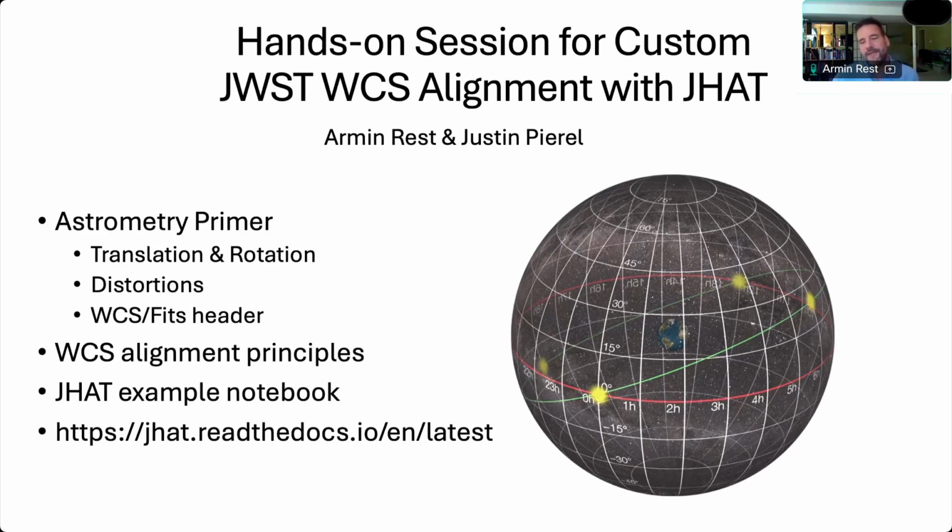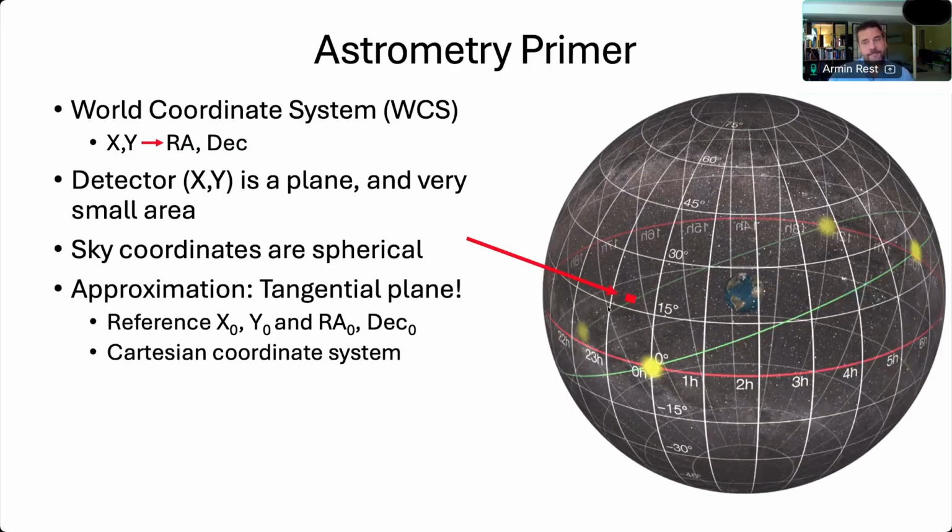And I just want to give you, as a preparation, a very quick presentation, an astrometry primer: what are the different things that you have to know. And then after that, we will go over some of the WCS alignment principles and do some JHAT example notebooks. So just a very quick astrometry primer.